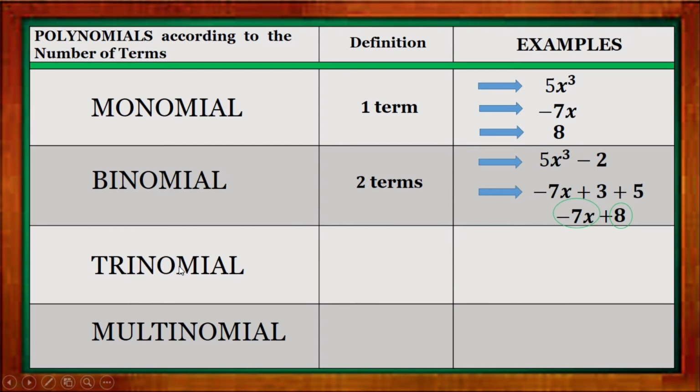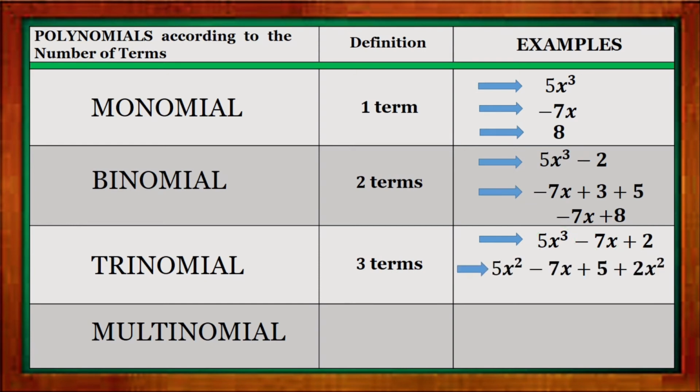So from the name itself, trinomial, tri means 3. So therefore, it has 3 terms. And some examples of trinomial are, number 1 is 5x cubed minus 7x plus 2. So 5x cubed is our first term. Second term is negative 7x, and third term is 2. So another example is this one. So 5x squared minus 7x plus 5 plus 2x squared.